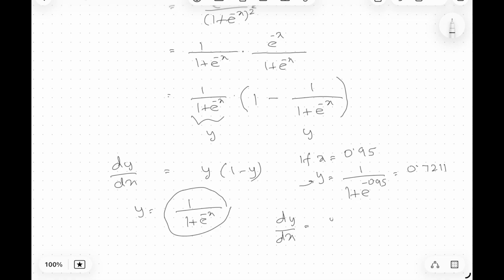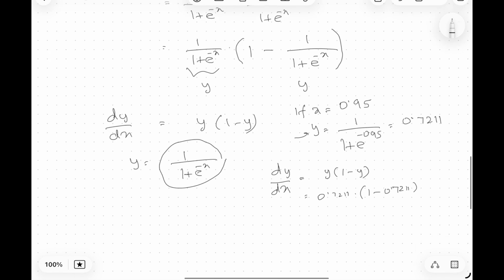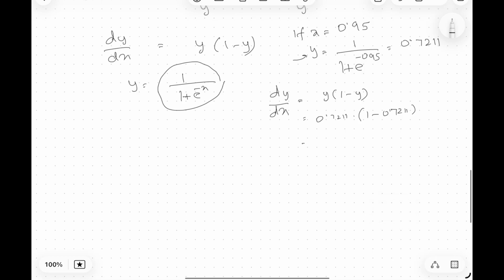The dy will be equal to y into (1 minus y), which will be equal to 0.7211 into (1 minus 0.7211), which is equal to 0.2011, or y dash, you can also use this notation for it.